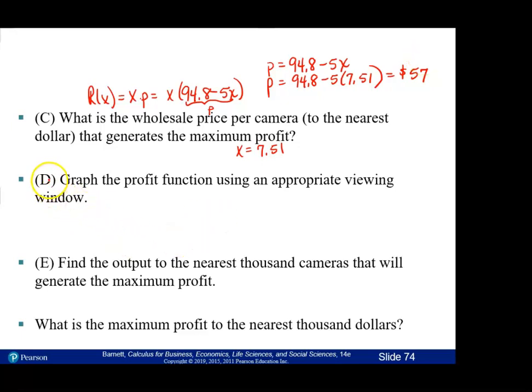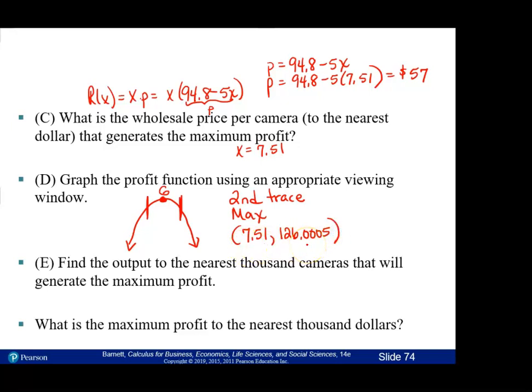All right, D is kind of a repeat of what we did earlier in the lesson. So you can put this in your calculator, and basically we're going to find that maximum point. If you go to second trace, and this time choose maximum, it's going to ask you for a left bound and a right bound, and then a guess for what that maximum is. When you choose that, you're going to get 7.51, and then you're going to get 126.0005, which corresponds with what we found algebraically. And so again, that would be the maximum profit.